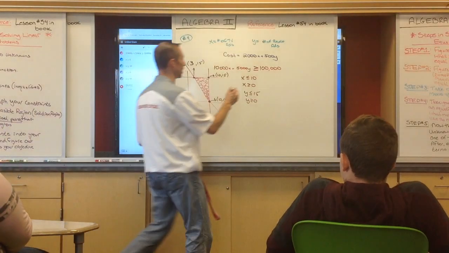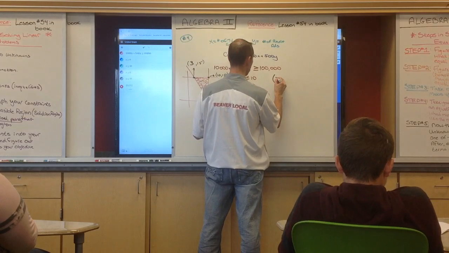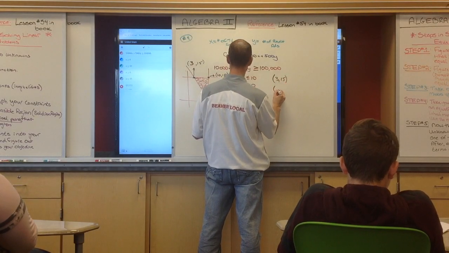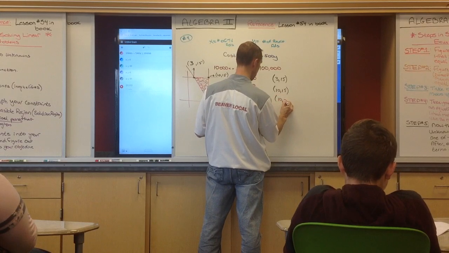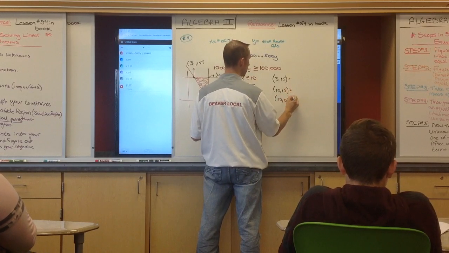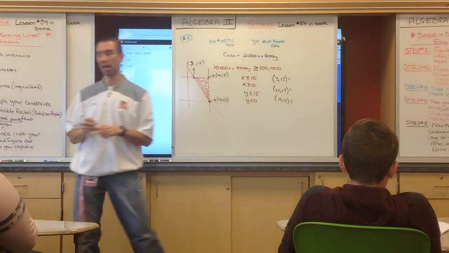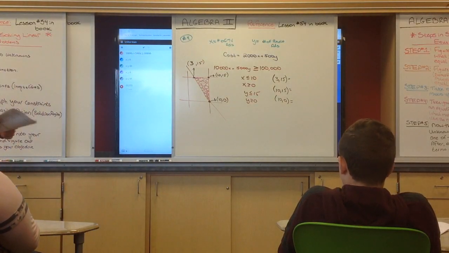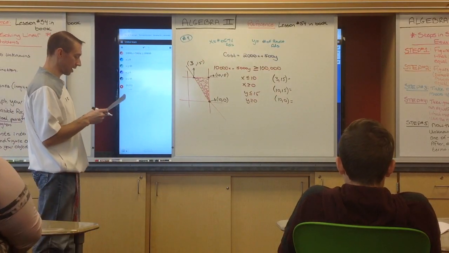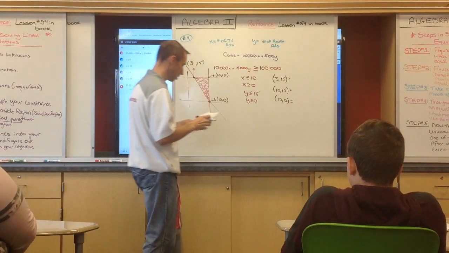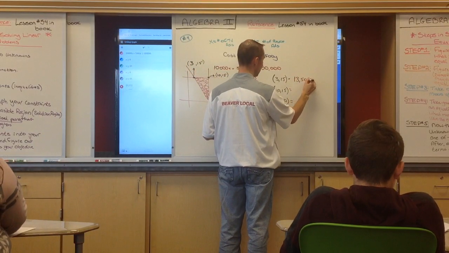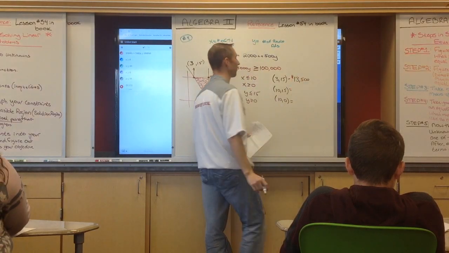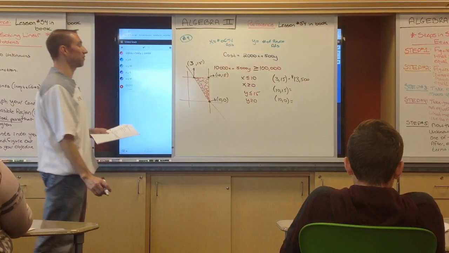Plug them back in and determine the cost for each of these. We want to get the minimum cost. What is the cost if I have 3 TV ads and 15 radio ads? 13,500. What about if I have 10 TV and 15 radio?